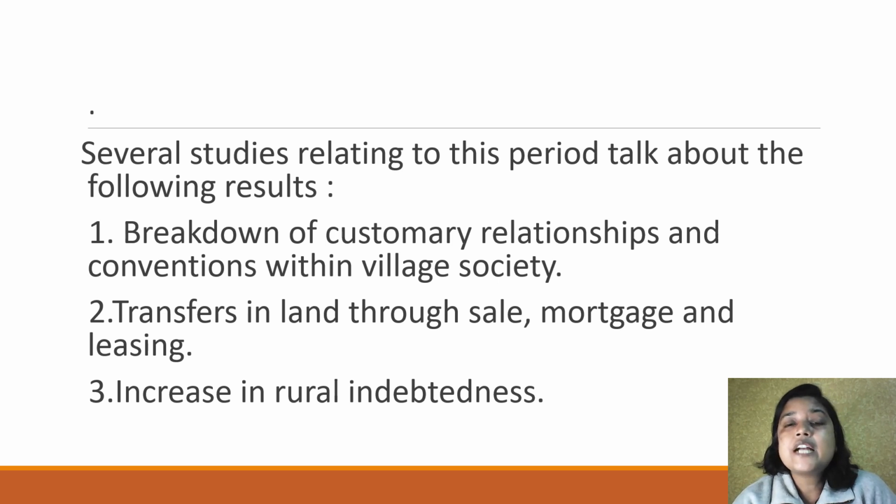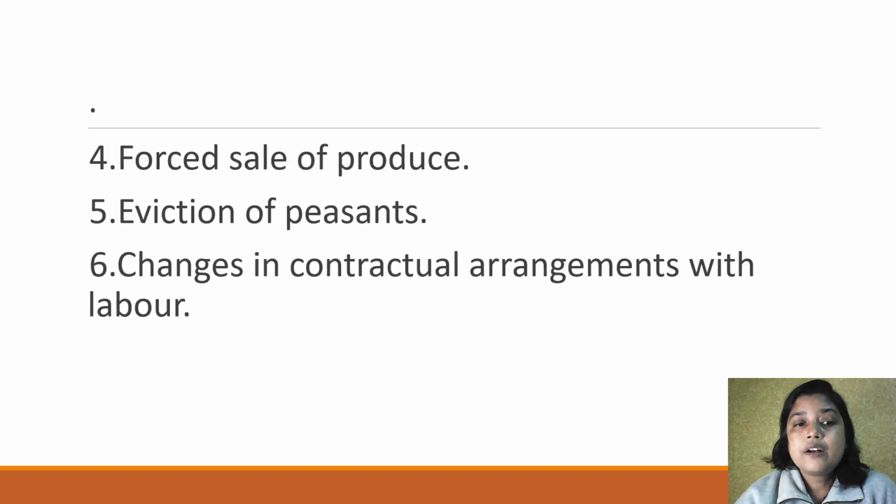Now, there are several studies relating to this period which talk about the basic results of this British indulgence into agriculture. First of all, the customary relations and conventions which are prevalent within the village society broke down. Then transfers in land through sale, mortgage, and leasing took place. And also there was increase in rural indebtedness. We'll do a separate video on rural indebtedness also. Another result was a forced sale of produce, plus peasants were being evicted from land, and also there were changes in contractual arrangements with labor.